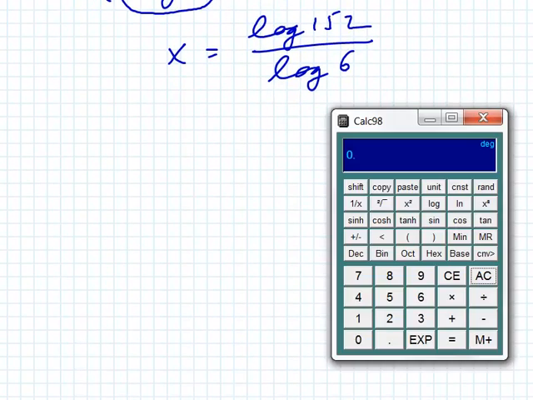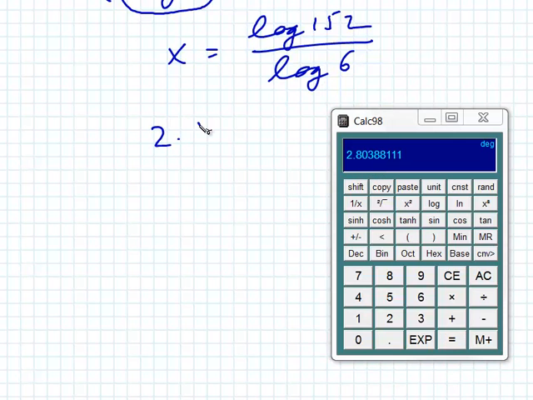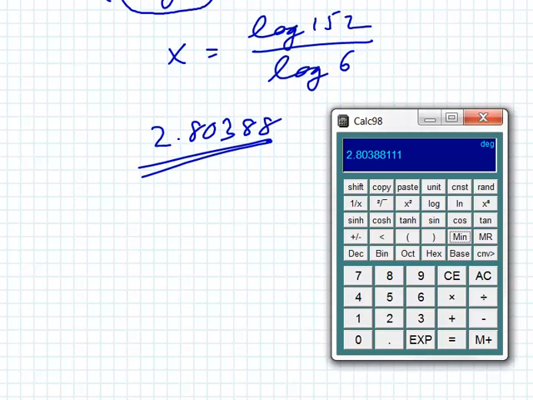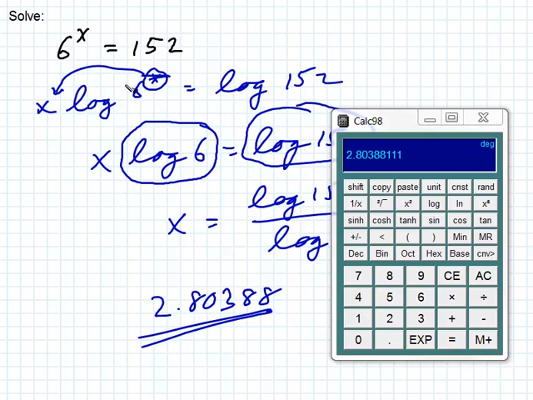Okay? Let's do it. Let's take the log of 152, and hit the log, divided by the log of 6. Here's 6, hit the log, equals 2.80388. Now I'm going to put that in memory, and let's go back and show that this in fact solves our equation. So let's take 6 to this power. Remember that power is in memory, I just put it there again. So if I clear it, if I say 6 raised to the memory recall power equals, comes out 152.